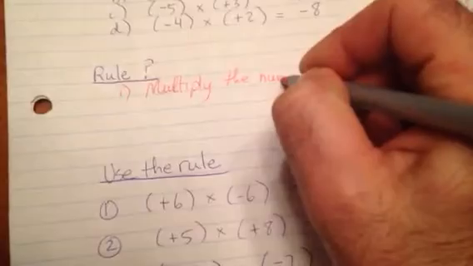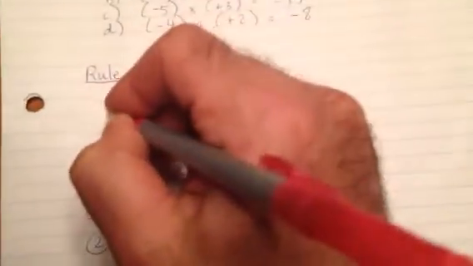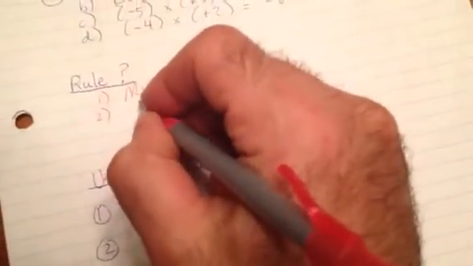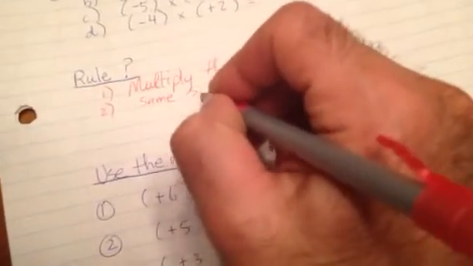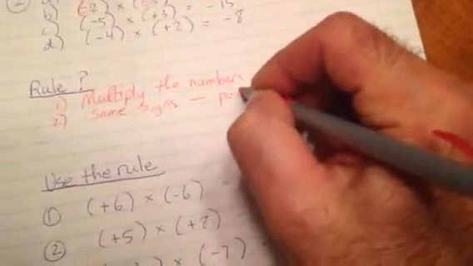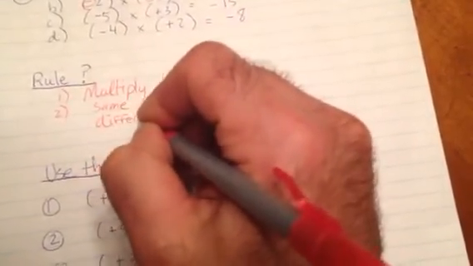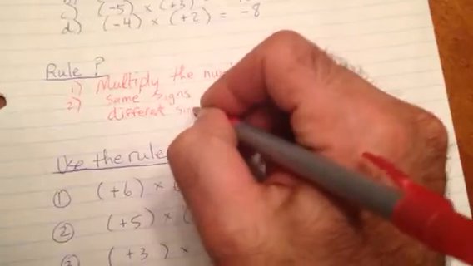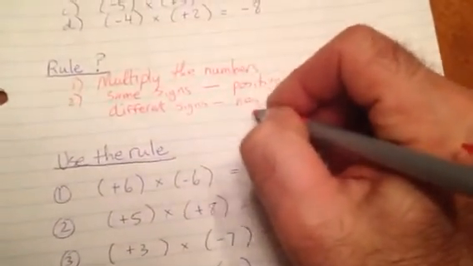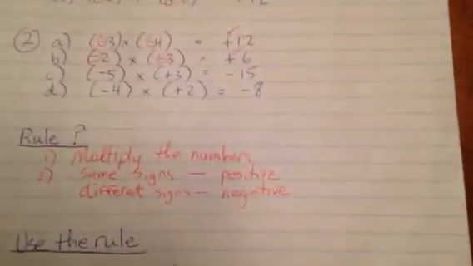Multiply the numbers. That doesn't change. What you have to know is the sign. If you have same signs, it means the answer is going to be positive. If you have different signs, the answer will be negative. So different signs, negative. All right? So that's a simple rule.